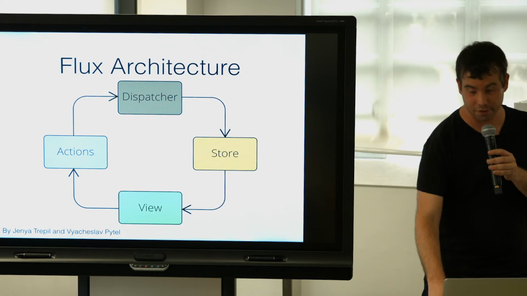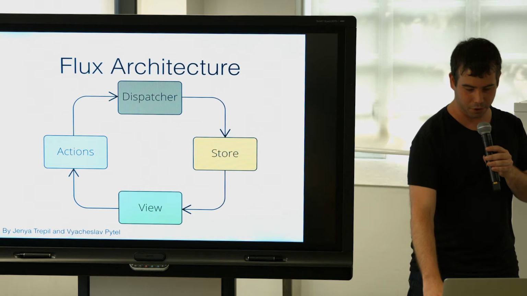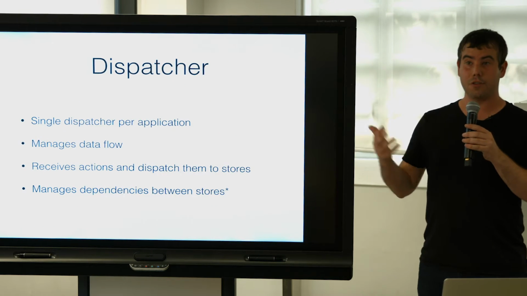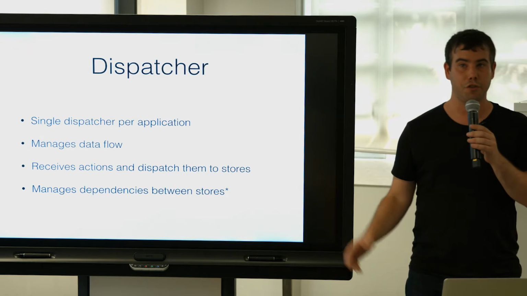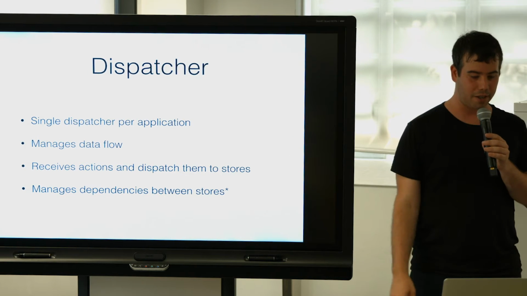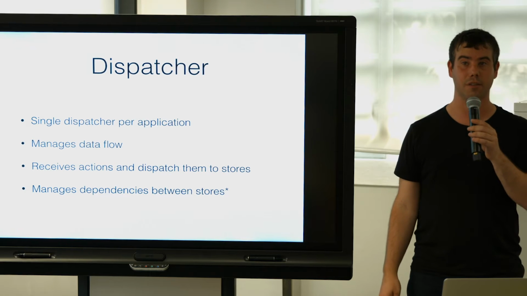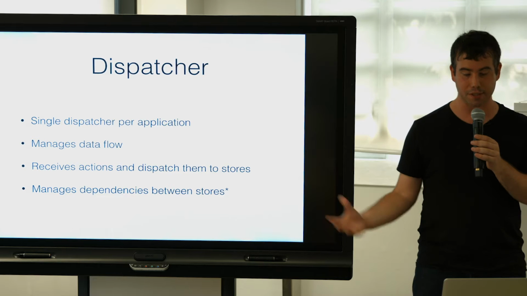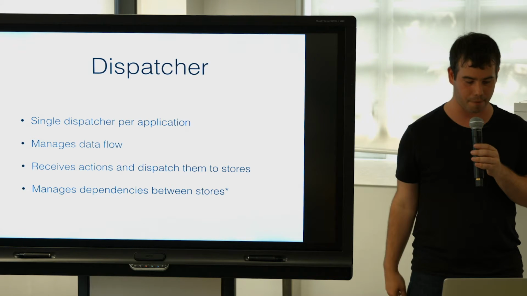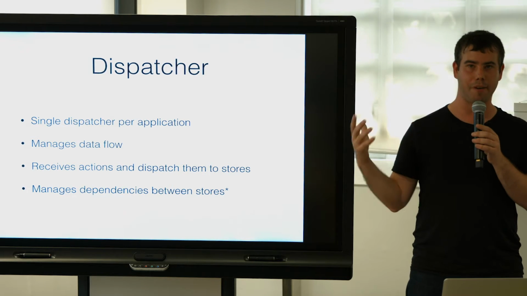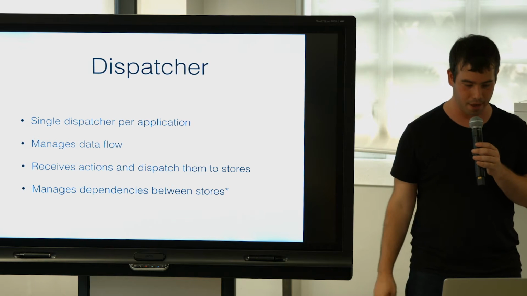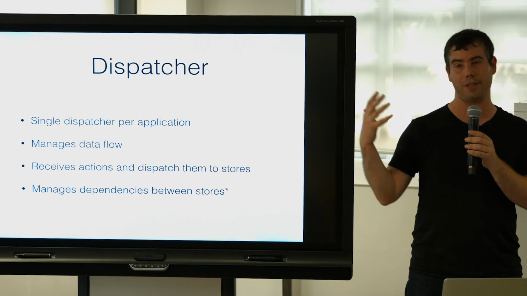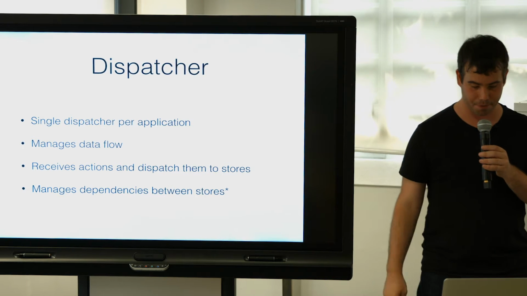The first thing that the new Flux architecture introduced is a new dispatcher, which doesn't really exist in the MVC framework. So the dispatcher itself is a singleton. It's a basic pub/sub event aggregator that manages the data flow between the view layer and the data layer.